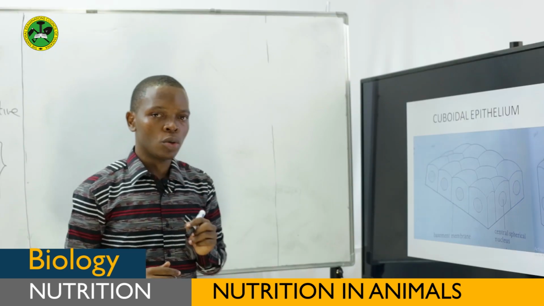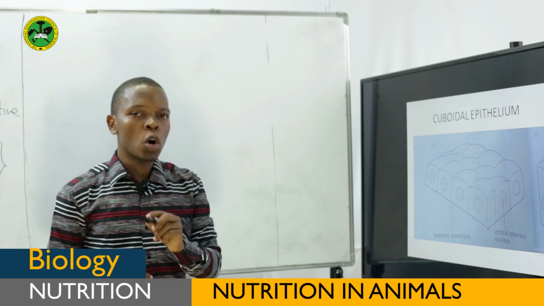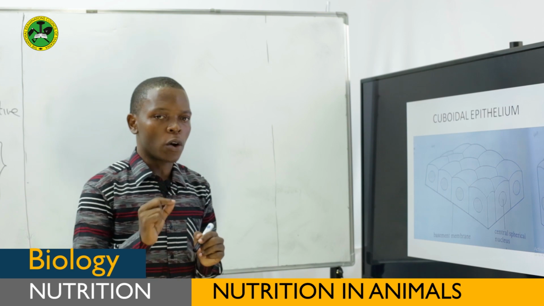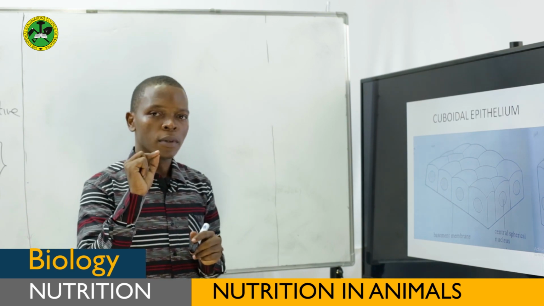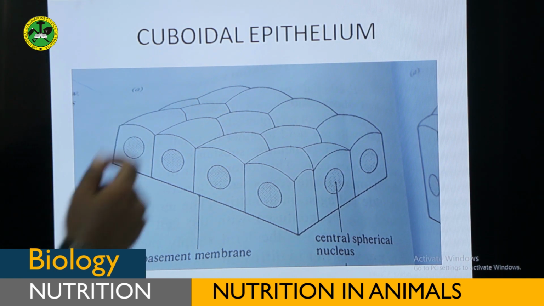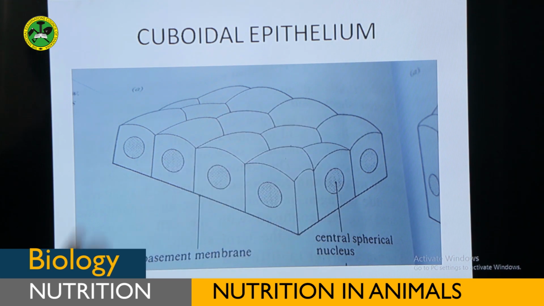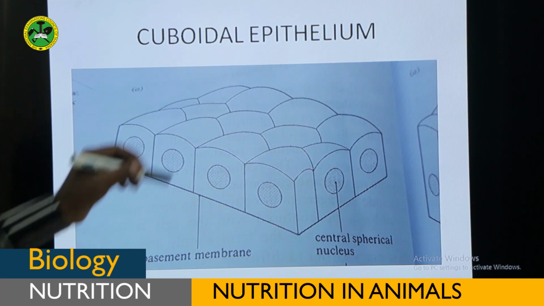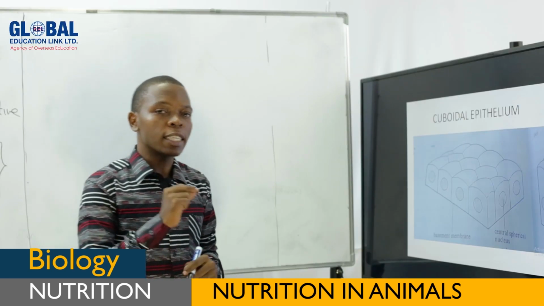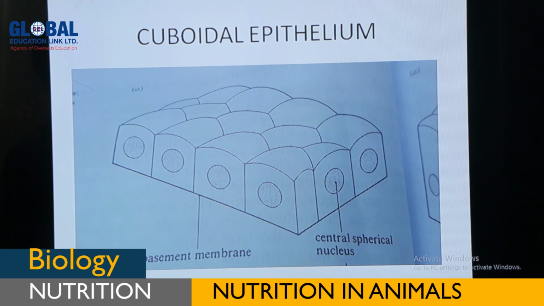Again, these cuboidal tissues form the lining of salivary gland. We know that salivary gland is responsible for secretion of saliva. Therefore, we're saying these cuboidal epithelial cells function as secretory tissues, by secreting material such as saliva from salivary gland. But this cuboidal epithelial tissue again forms the lining of many ducts, such as the salivary duct, but again the pancreatic duct is made up of these cuboidal epithelial tissues.